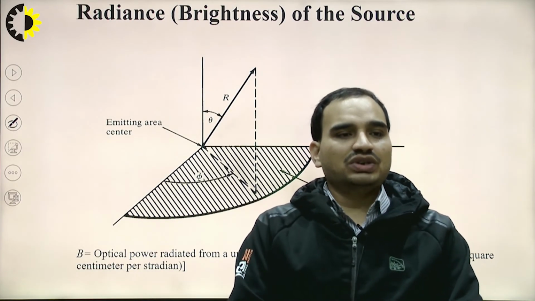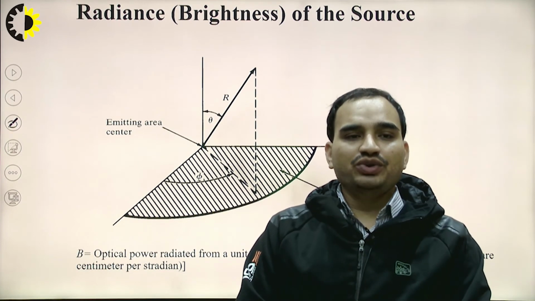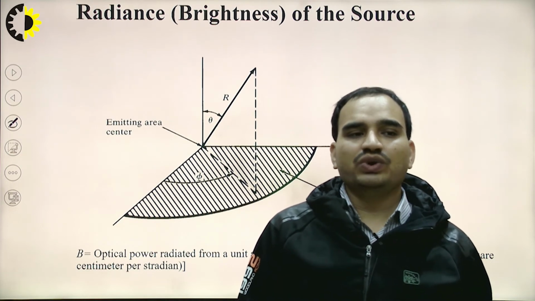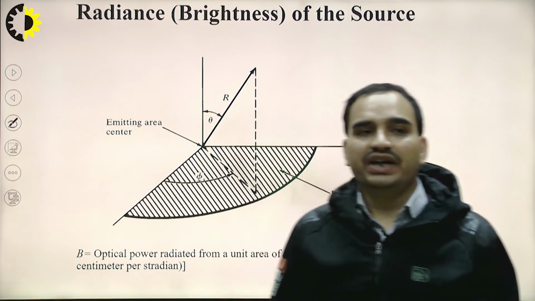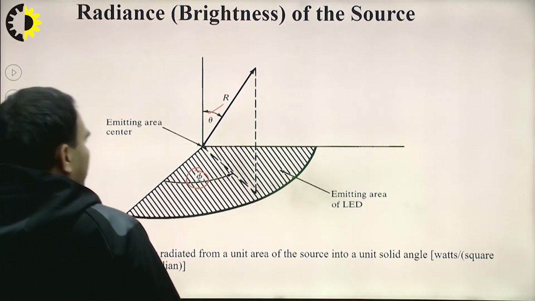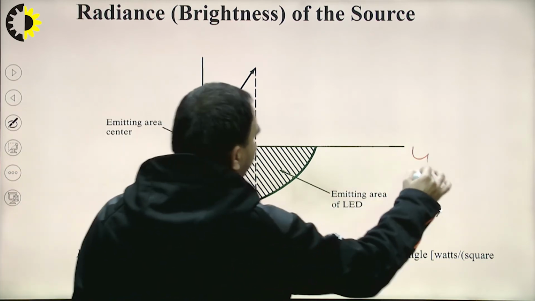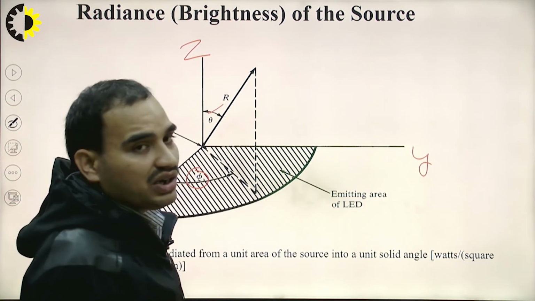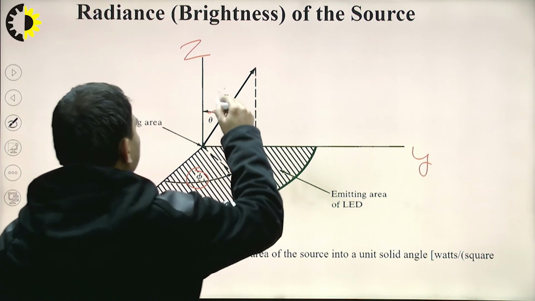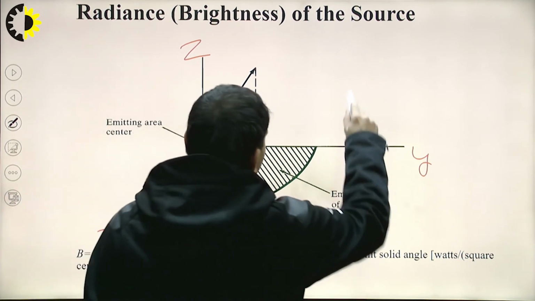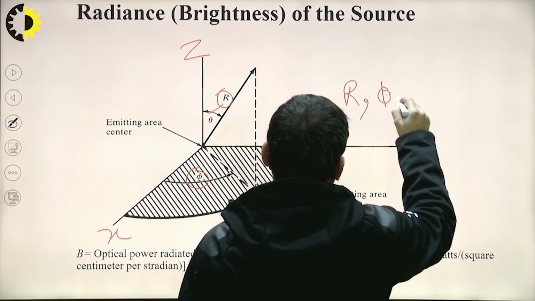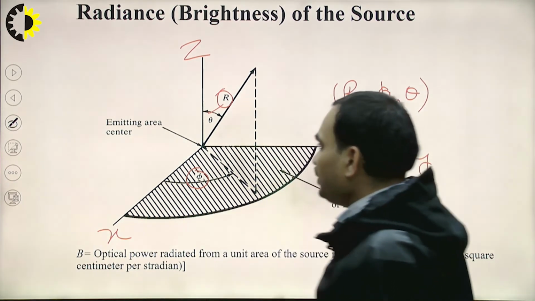The figure shows the optical power radiated from a unit area of the source into the unit solid angle, that is, watts per square centimeter per steradian. Here we can see the elevation angle theta, and the azimuth angle shown in the xy plane, if we consider this as the x, y and z axes of the rectangular coordinate system. The radius at the point of interest is r, so we can define it in terms of r, theta and phi, whichever notation we are using.